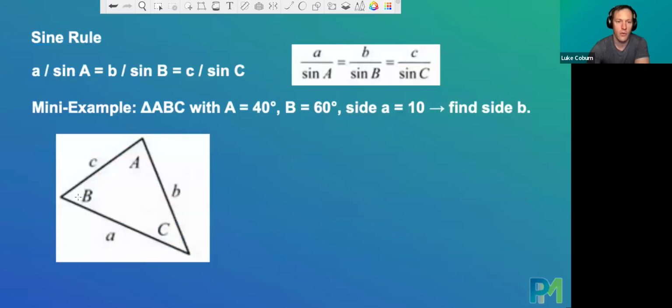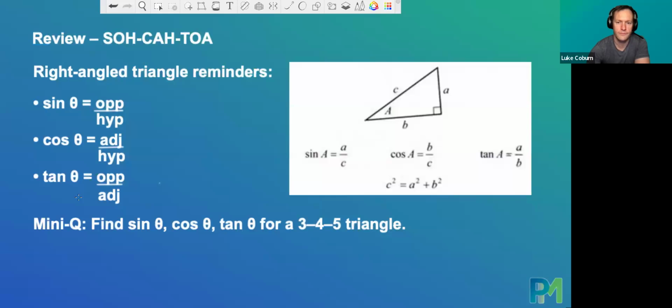Okay, great. So let's talk quickly. We're going to review SOH-CAH-TOA and what we mean by sine theta, cos theta, and tan theta. And then we're going to try to work it out in a small triangle. It's easy to get lost here.